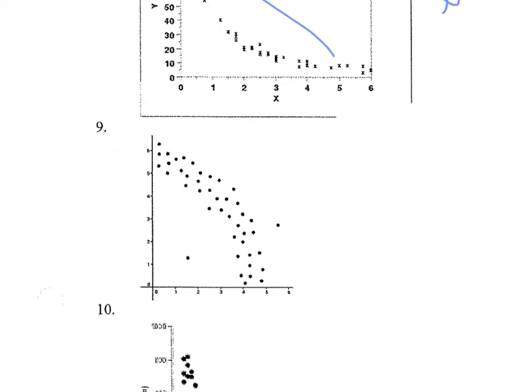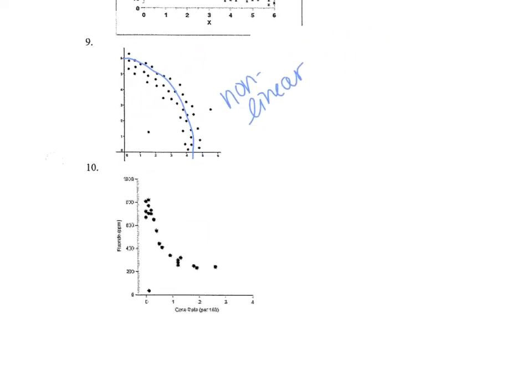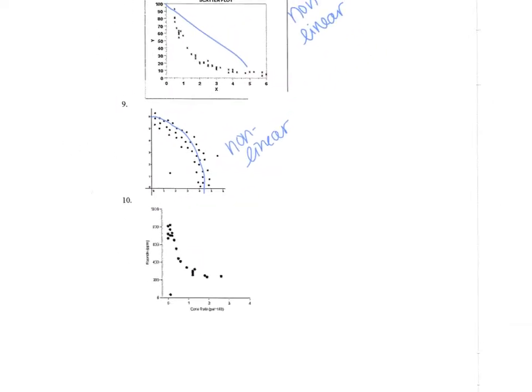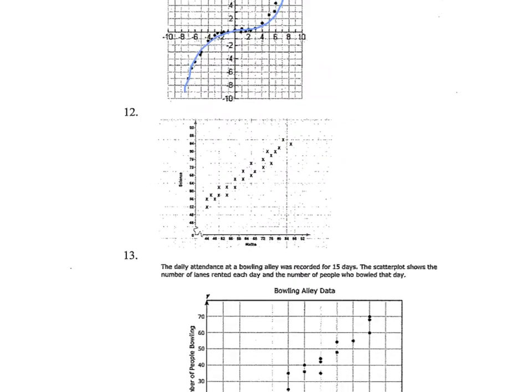Number 9. Ooh. I believe number 9 is nonlinear because it's not a straight line. Same thing on number 10. It's not one straight line. Same thing on number 11. Look at what would happen if I traced those dots. Number 12.